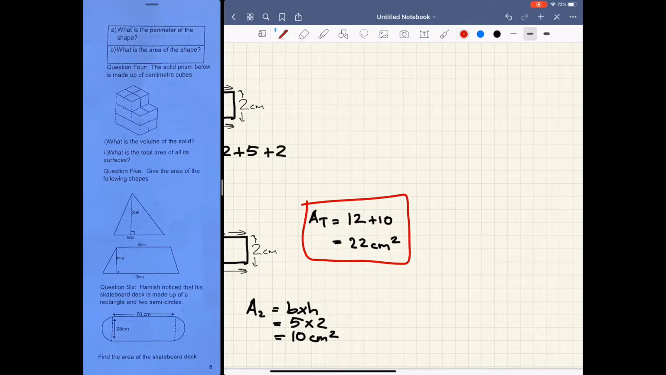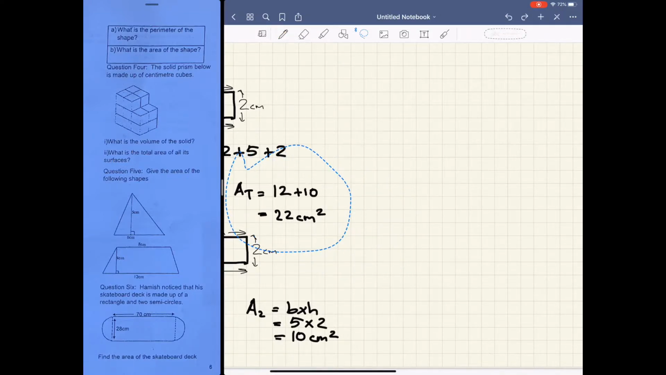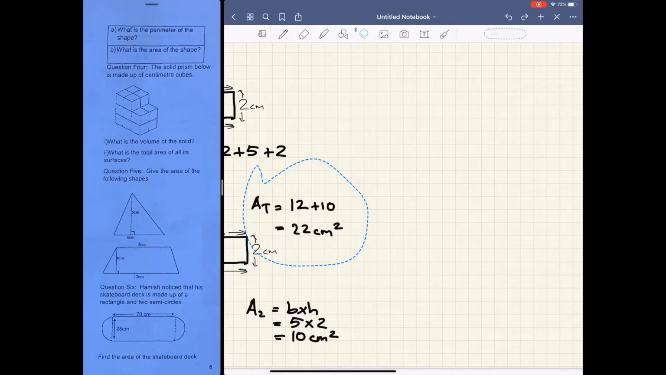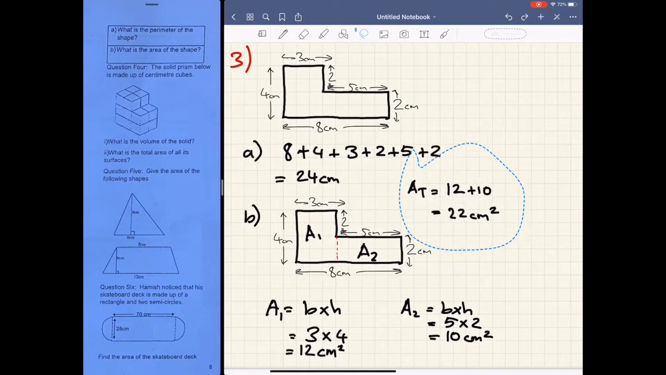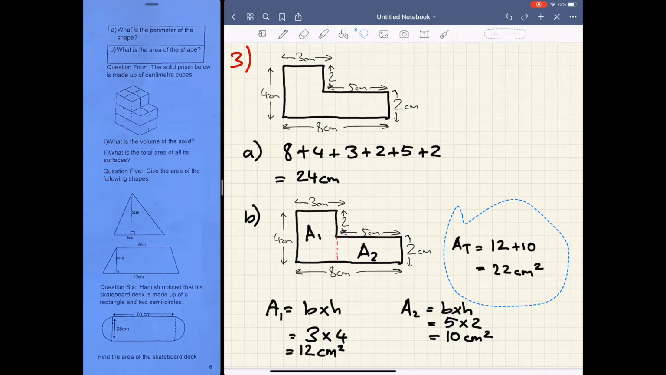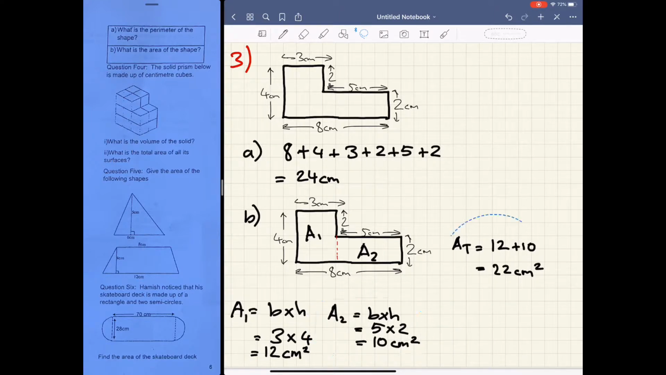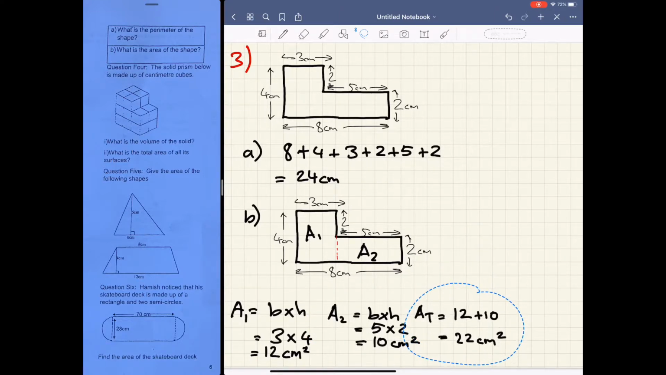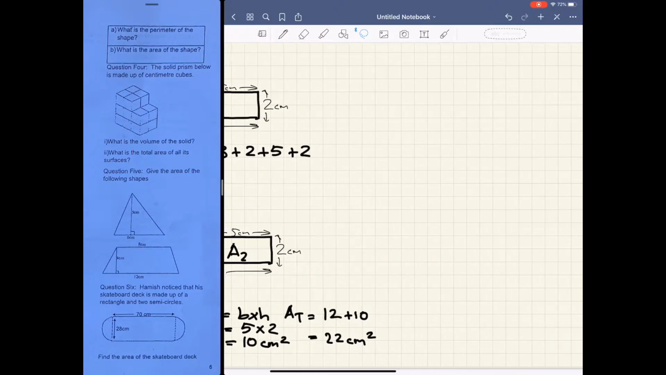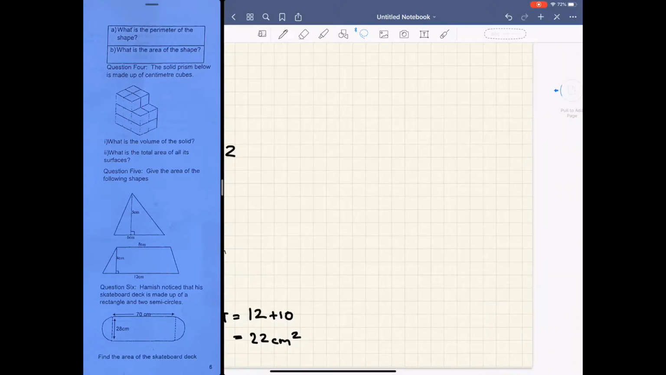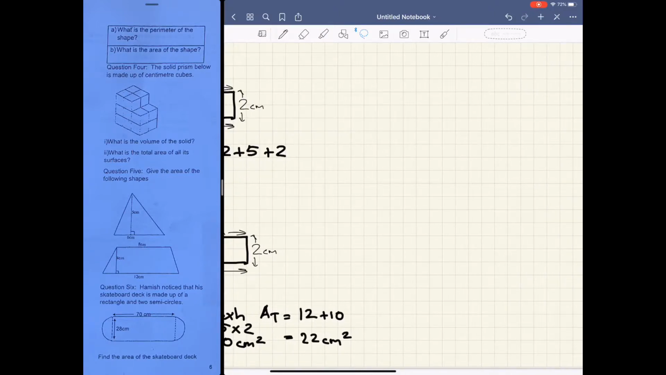Let's just pop that to the side if we can. Let's pop that here. Do some shuffling around. Okay. Question 3 is done. Moving on to question 4.